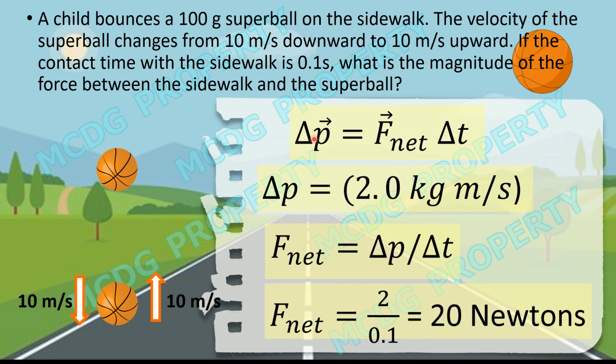Since the change in momentum is positive, it means that the change in momentum of the ball is upward. And since the direction of the change in momentum is the same as the direction of the net force, the net force acting on the system containing the ball and the sidewalk is 20 newtons upward.